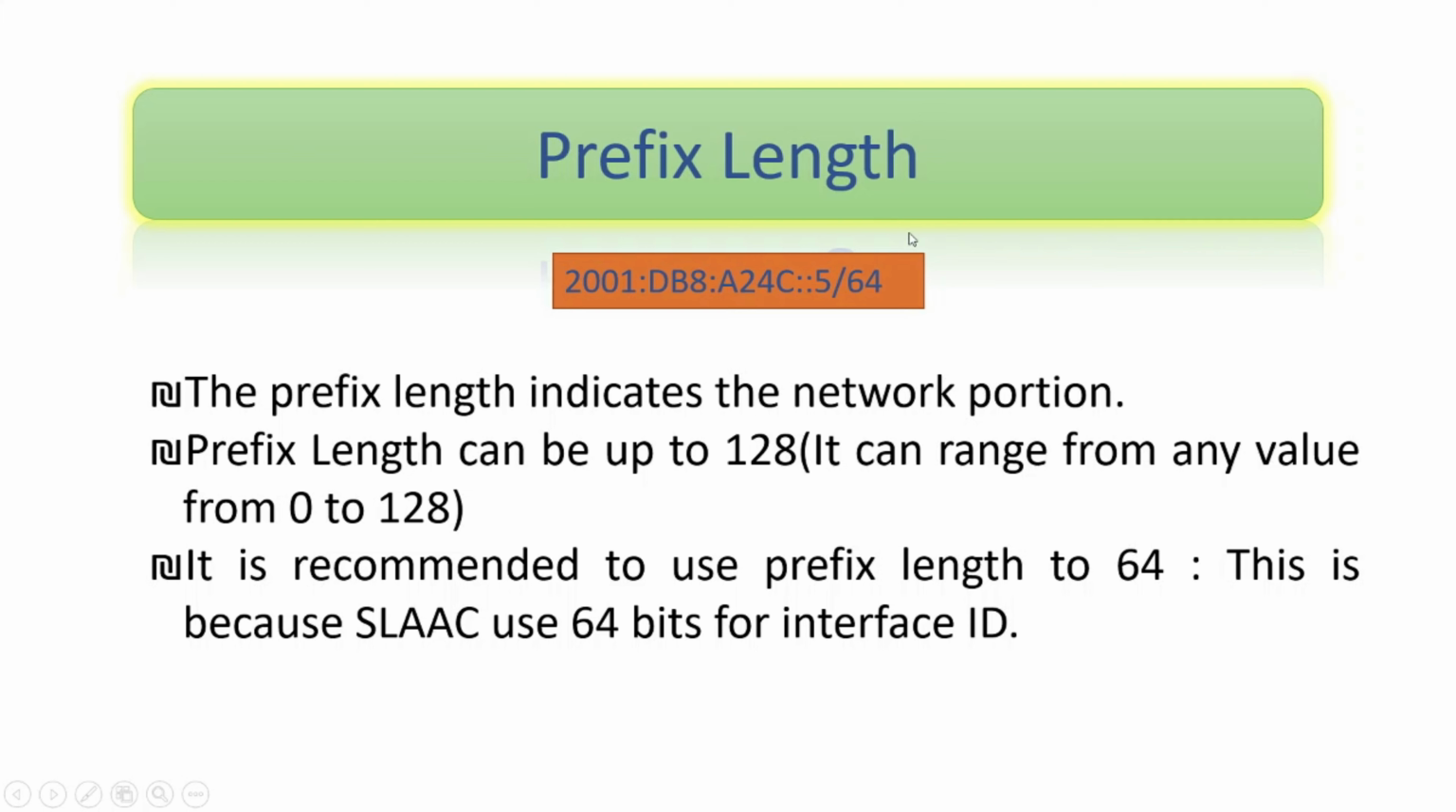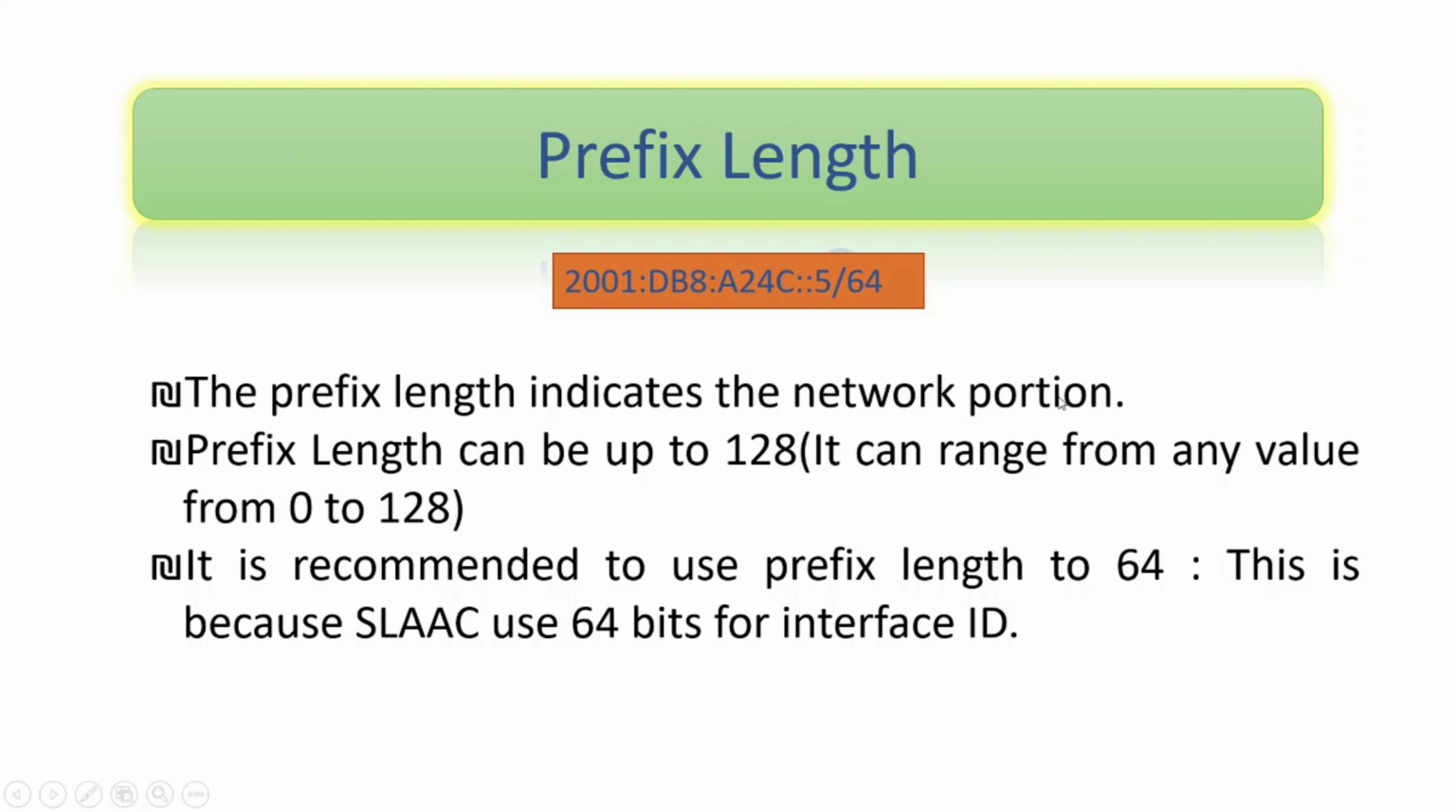As you know, an IPv6 address is 128 bits. And I may have used a /64, which indicates this IPv6 address has a 64-bit prefix length. Why have I put 64? Because it is recommended to use a prefix length of /64 bits. So the prefix length, as you can see, indicates the network portion.